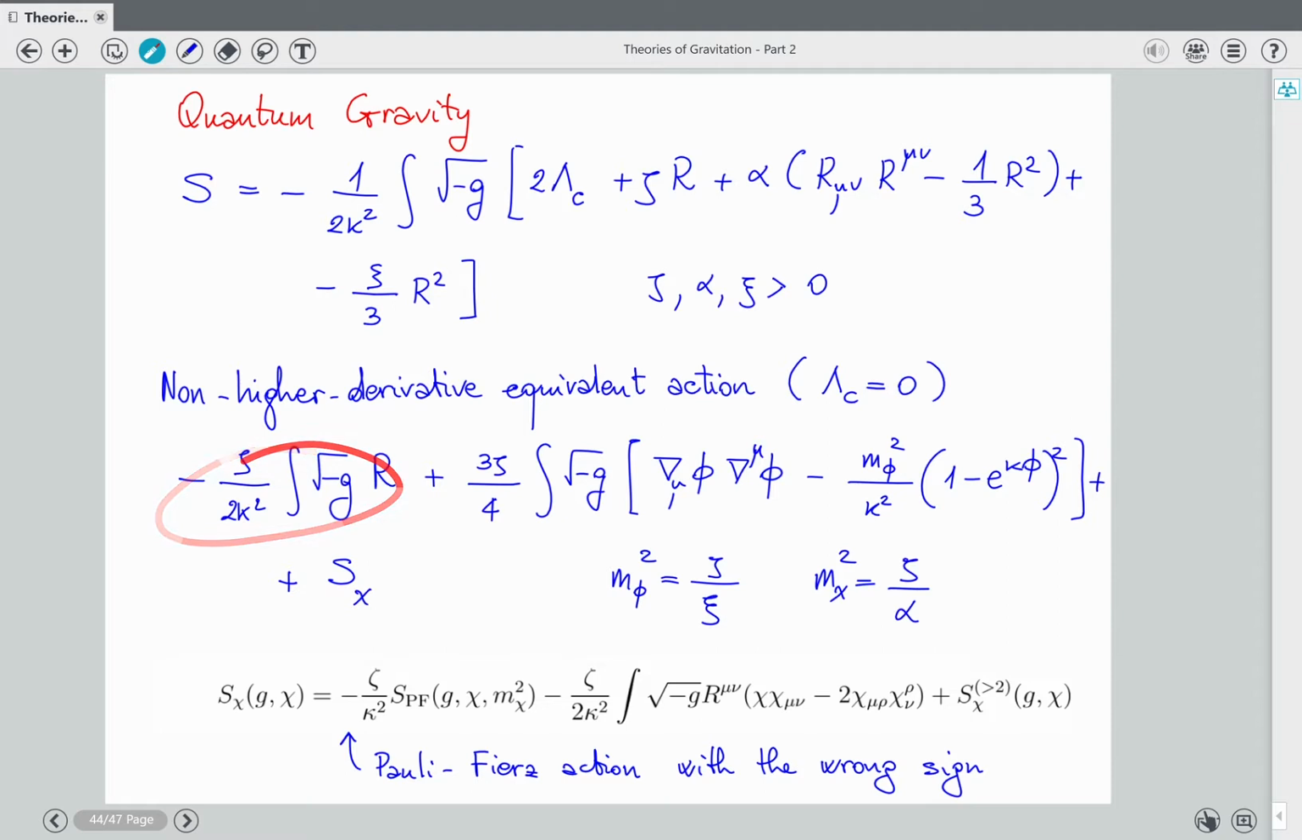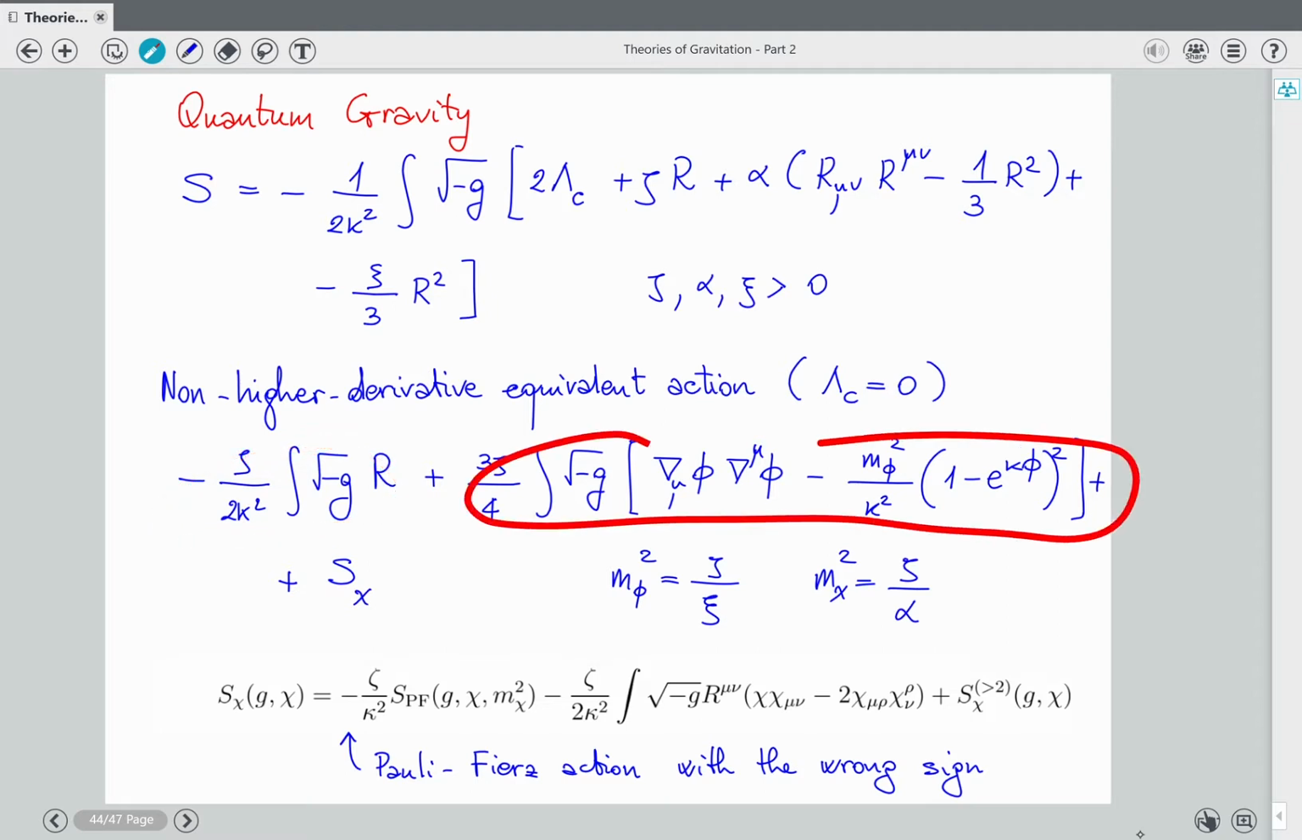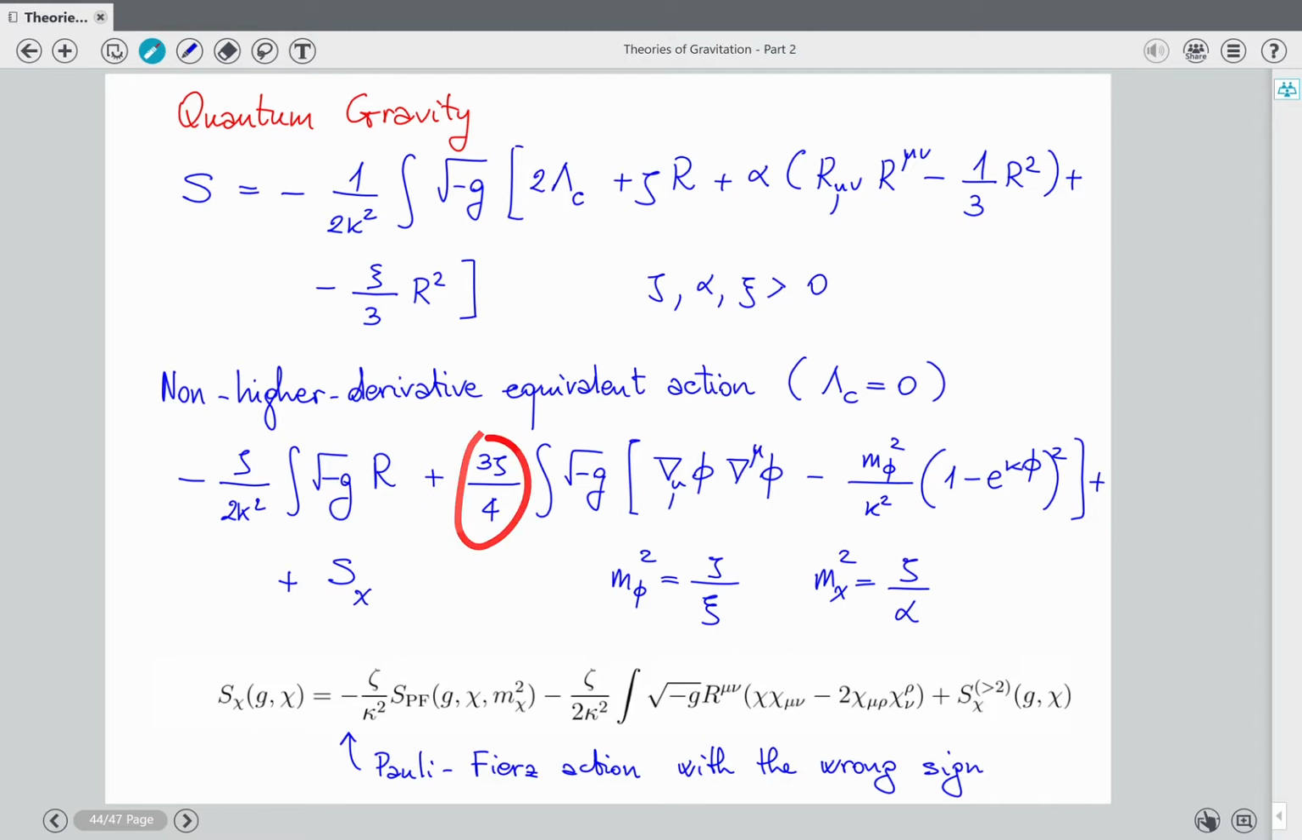So you will have the Hilbert term, a normal, more or less, action for the scalar field with a positive coefficient because zeta is a positive constant, and a massive spin 2 Pauli fields action with a negative coefficient in front, then non-minimal couplings, and then vertices with 3 or more chi's.